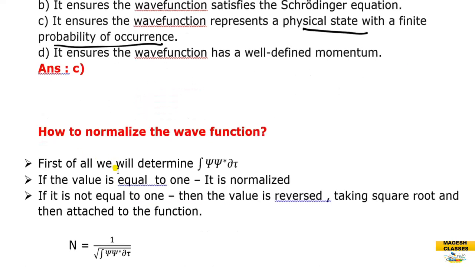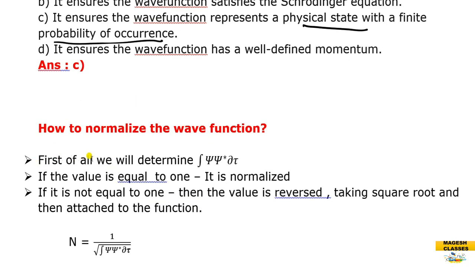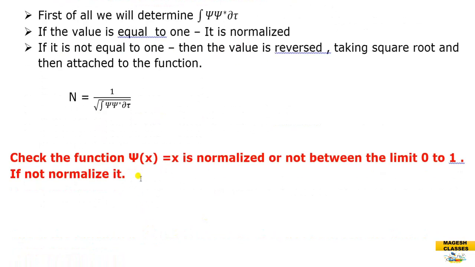So next our topic is how to normalize the wave function. First of all, we will determine the integral of psi square d tau. If the value is equal to 1, it is normalized. In some cases, it is not equal to 1, then what do we have to do? The value is reversed, taking the square root, and then attached to the function. Let us discuss some questions related to the normalization concept.